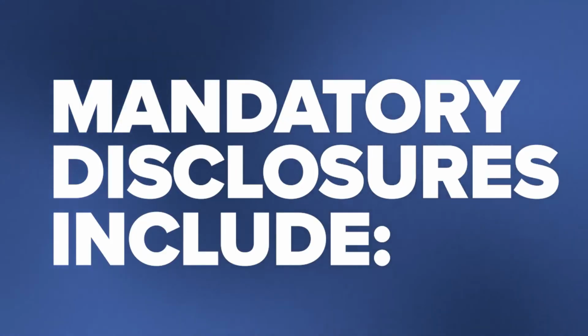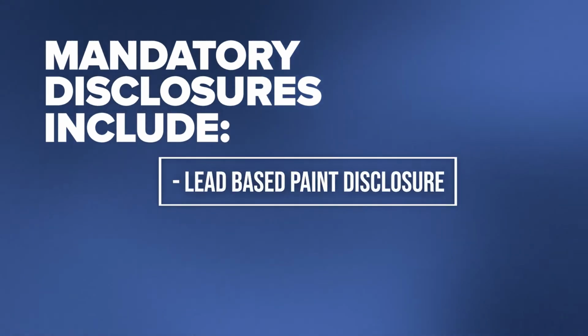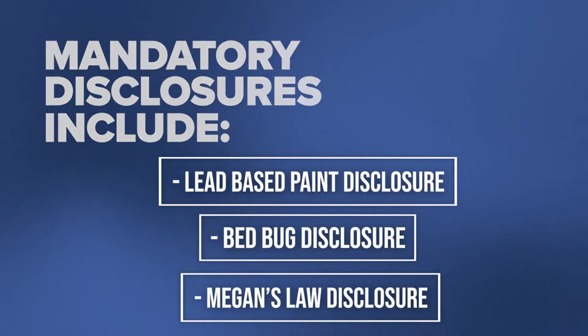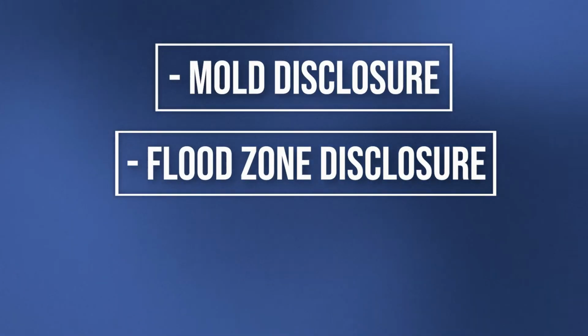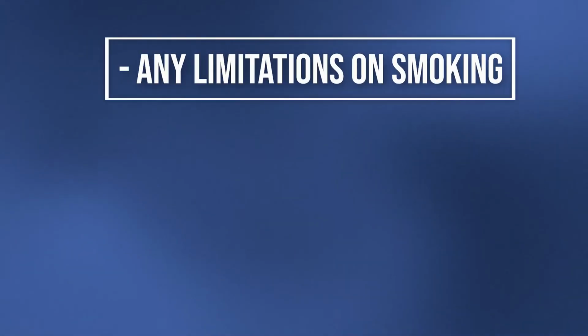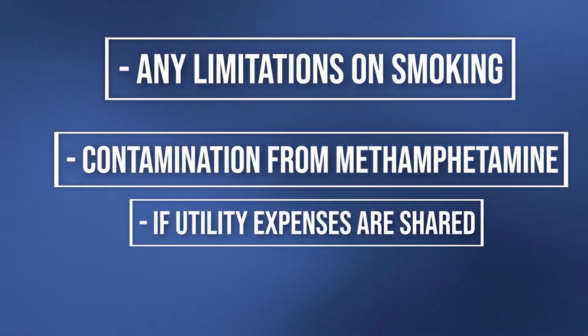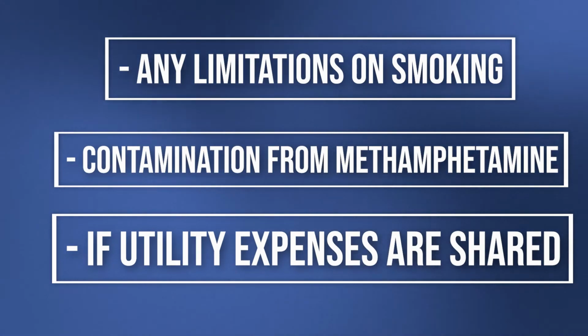As a landlord, you're required to disclose anything that may affect your tenant's health or safety. Some of the mandatory disclosures include lead-based paint disclosure, bed bug disclosure, Megan's Law disclosure, mold disclosure, flood zone disclosure, a death in the unit, any limitations on smoking, contamination from methamphetamines, and also if the utility expenses are shared. So what's fair is fair.